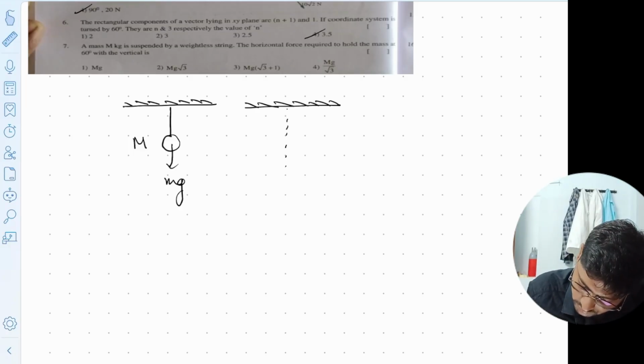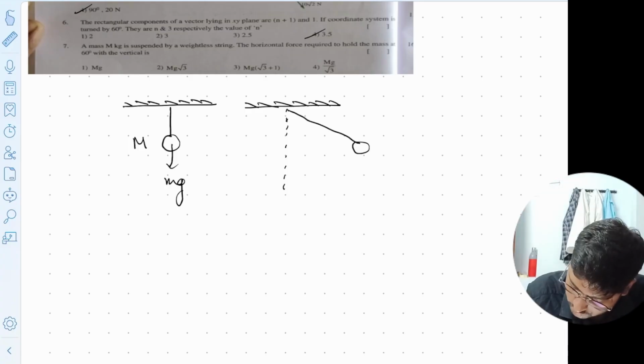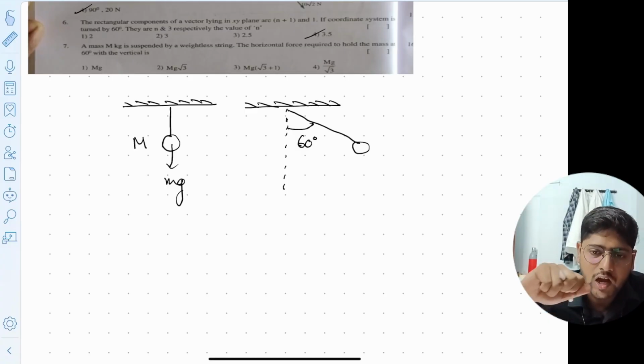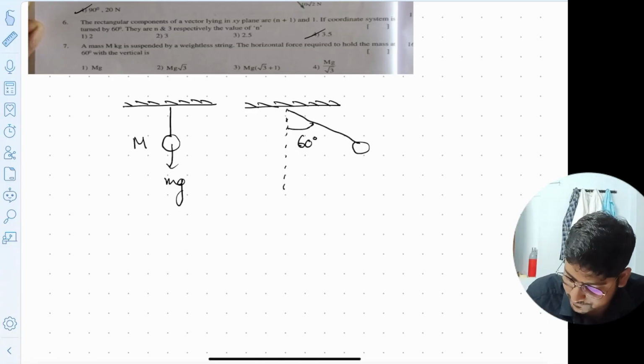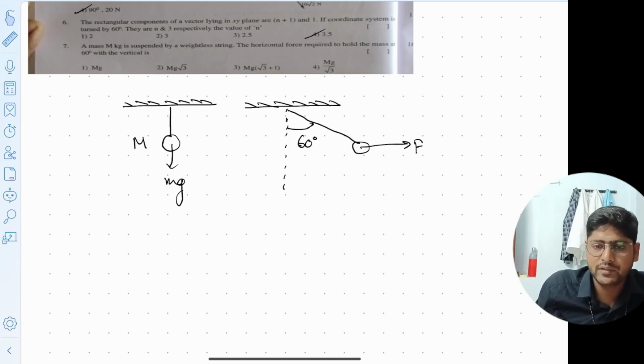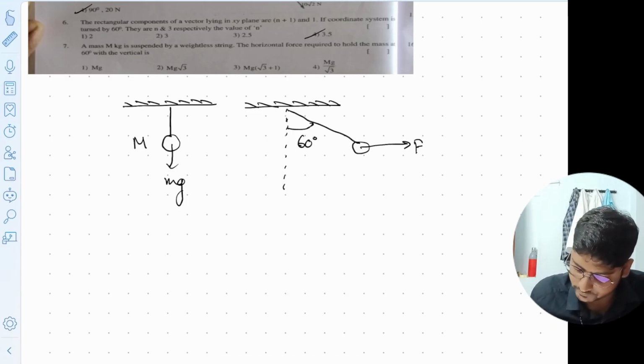So this is 60 degree, with the vertical 60 degree we have to hold it, and how much force we have to apply in the horizontal? To hold it we have to apply one force in the horizontal. Okay, what will be the value of the force?